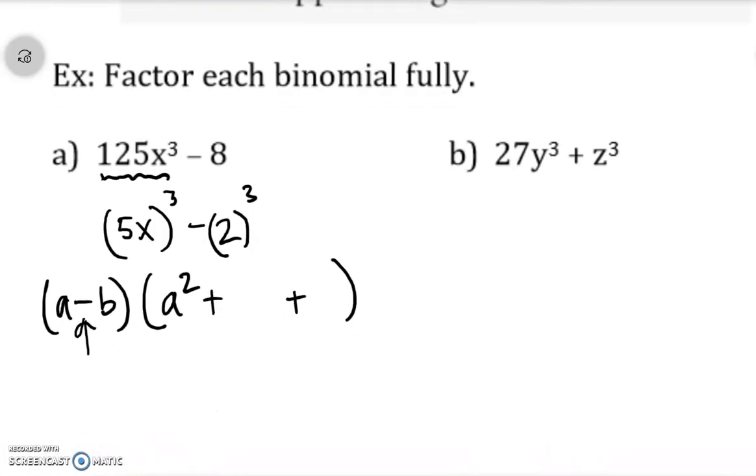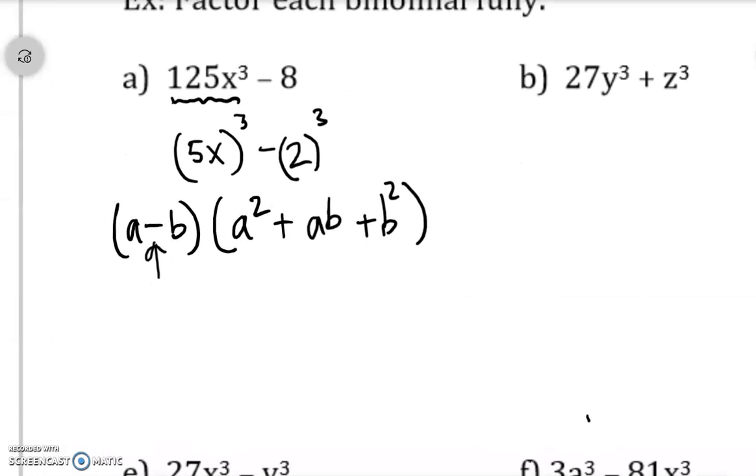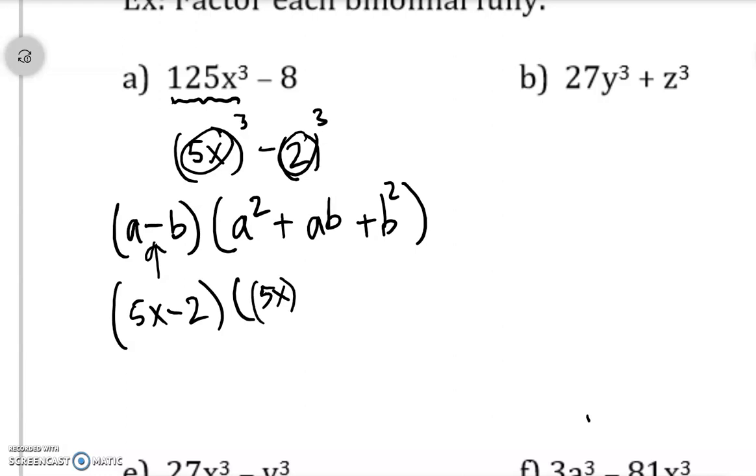So we have a times b, and b squared. So my a term is essentially 5x, and my b term is 2. So this will factor out to be 5x minus 2 times, well, I have to take my a term here, 5x, and we're going to square it. Plus, what is a? 5x times b, which is positive 2, and then plus b squared, which is 2 squared.